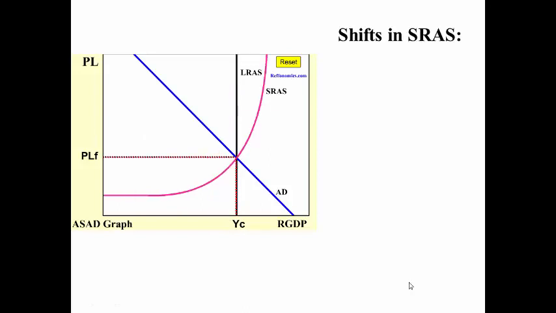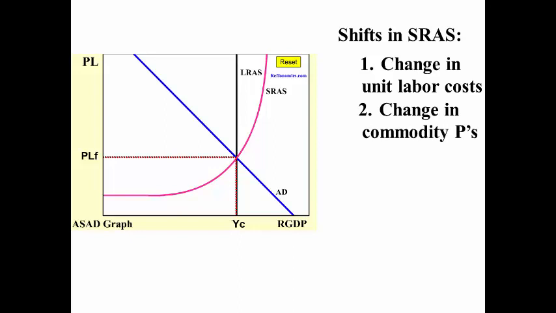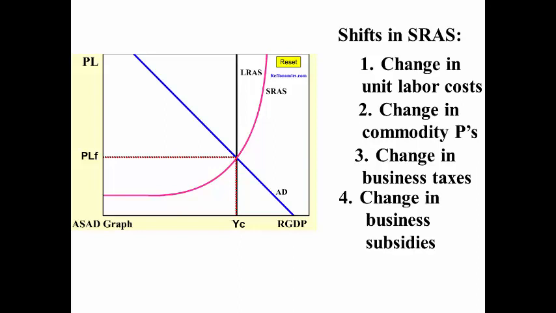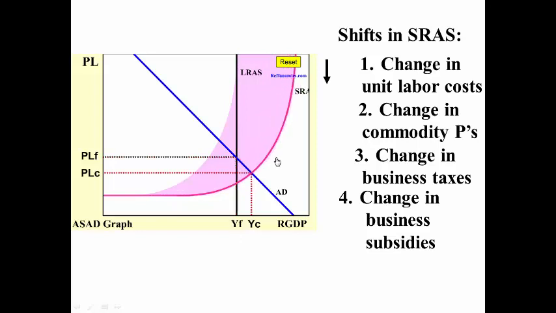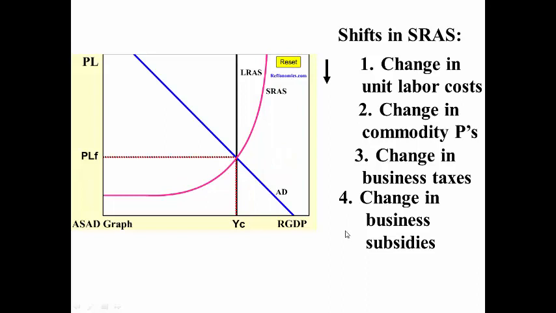Here's what shifts the short-run aggregate supply curve. If there's a change in unit labor costs, a change in commodity prices, a change in business taxes, or a change in business subsidies. If businesses lower their labor costs, they're able to increase the short-run aggregate supply, which lowers the price level and increases output. A change in commodity prices.